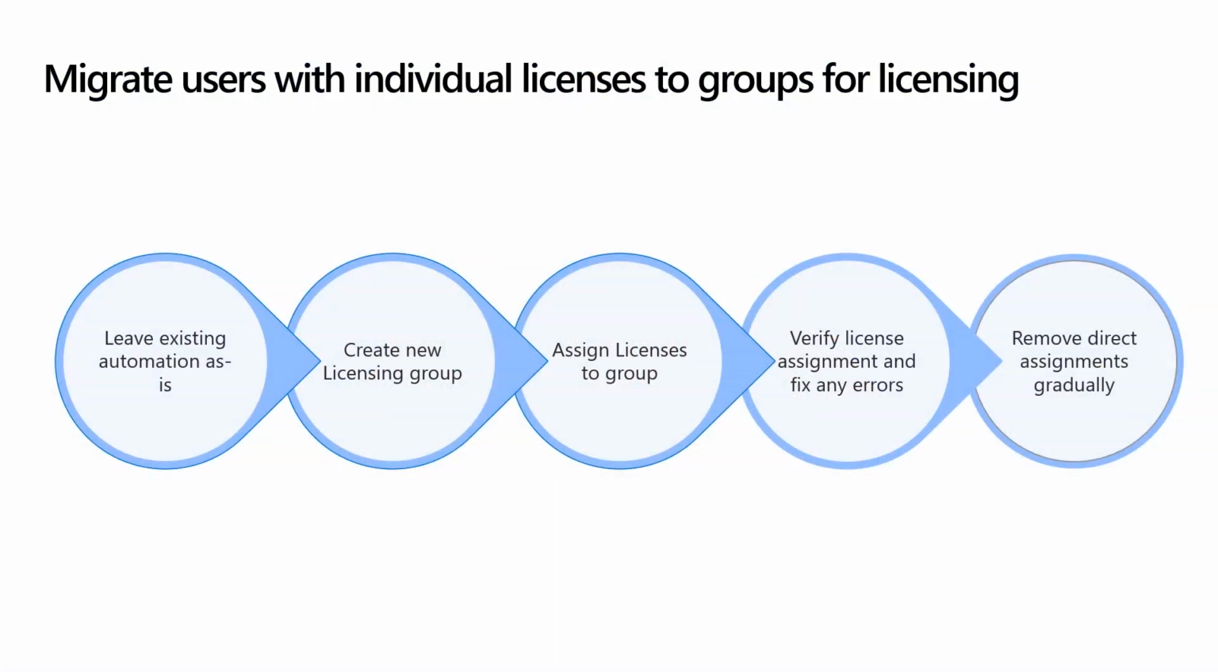Let us now look at the migration path for organizations that already have some automation with direct license assignments. The first step is to leave any existing automation as is. You will want to create a group for license assignments and assign appropriate licenses to this group. The next step is to add users to this group, verify license assignments by spot checking users and fixing any errors you find. The last step is to gradually remove any direct license assignments.